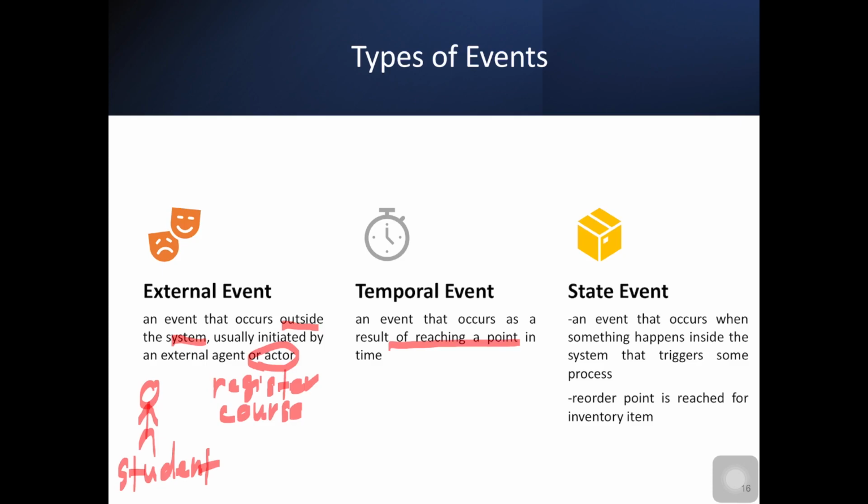Second is the temporal event. A temporal event is an event that occurs as a result of reaching a point in time. What is an example of a temporal event?